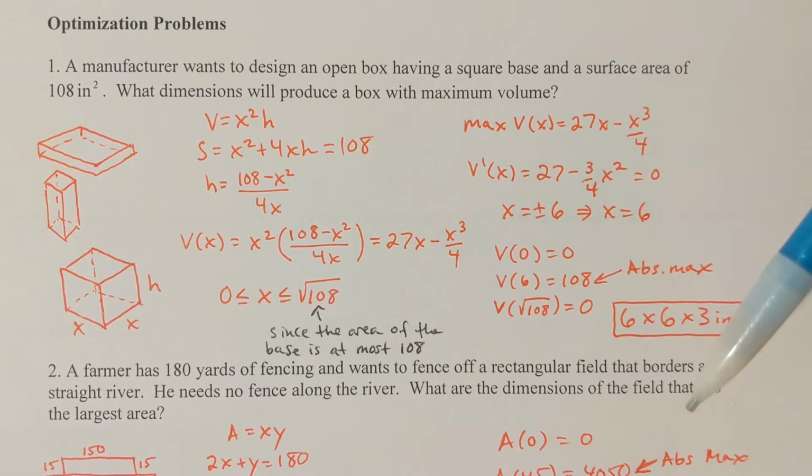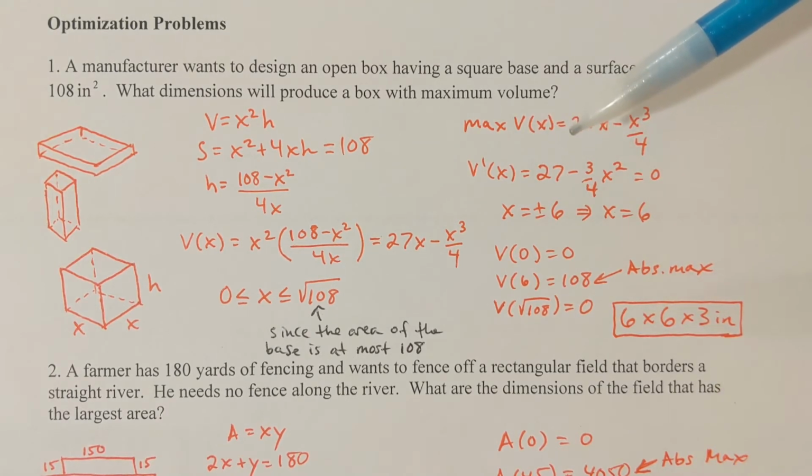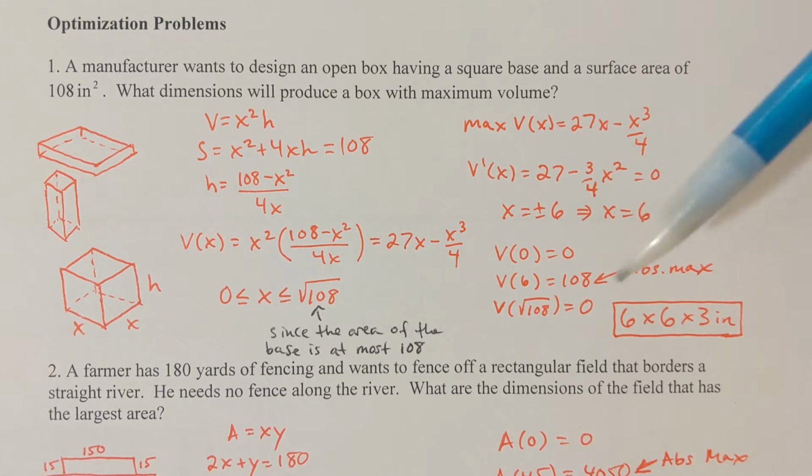Well, the fact that I've got a continuous function on a closed interval, I'm guaranteed to have both an absolute max and an absolute min. That was the extreme value theorem, which was mentioned back in section 4.1. Okay, now I only care about the absolute max.